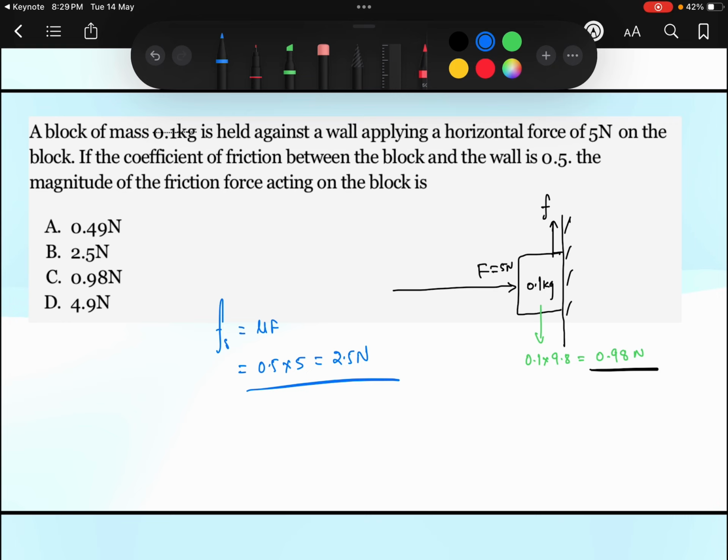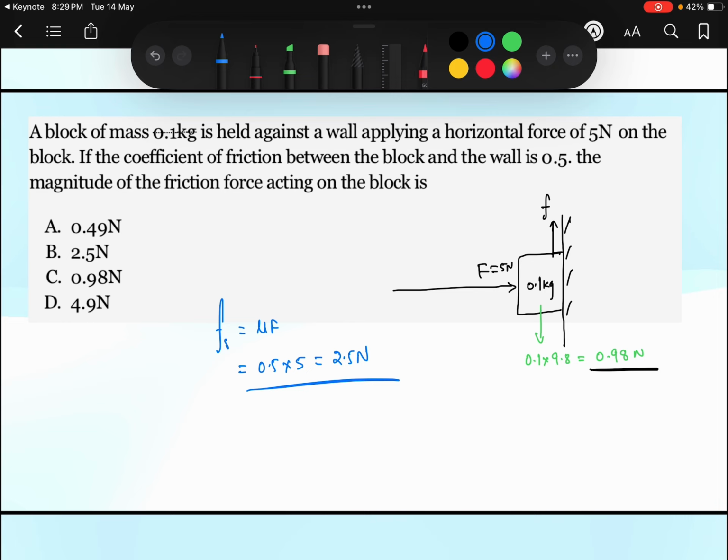But the main thing we have to keep in mind is that this static friction is variable in nature. Not variable actually, it acts on the body accordingly, so that there is no relative motion between the body and the surface it is in contact with. Basically this friction force is just preventing the relative motion between the two bodies.